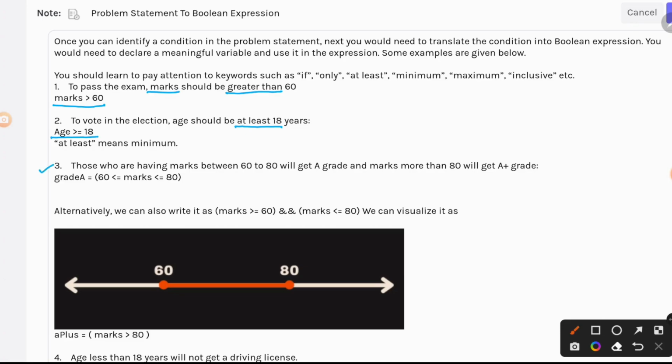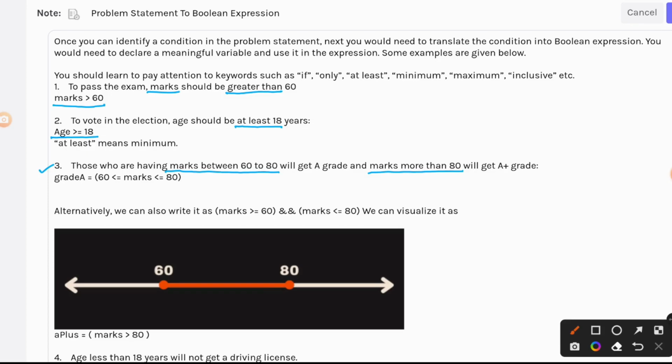In the third example, those who are having marks between 60 to 80 will get A grade and marks more than 80 will get A plus grade. You'll notice here now we are talking about two expressions. One is marks between 60 and 80 and another one is marks more than 80, right? Between 60 and 80 means marks has to be 60 or more and 80 or less.